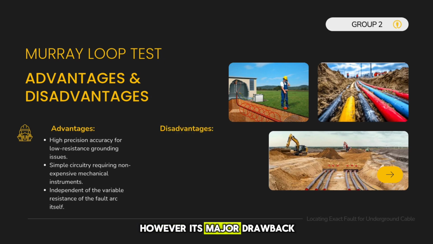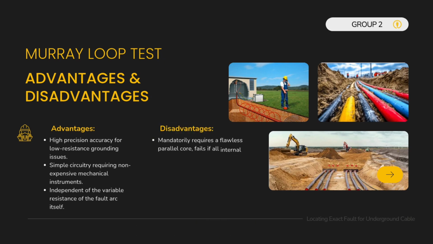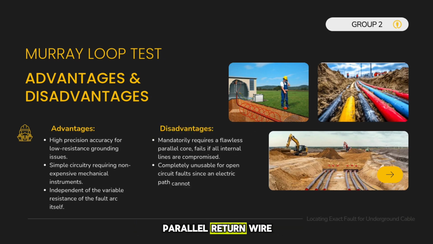However, its major drawback is that it strictly requires a completely healthy parallel return wire. If a catastrophic event damages all cables in the trench at the same time, this test cannot run. Additionally, it fails completely for open circuit faults where the loop is physically broken.